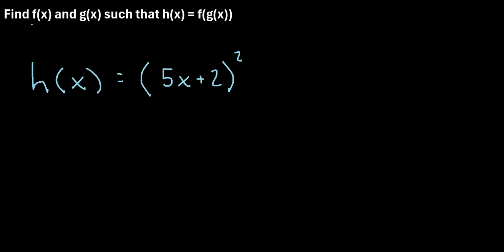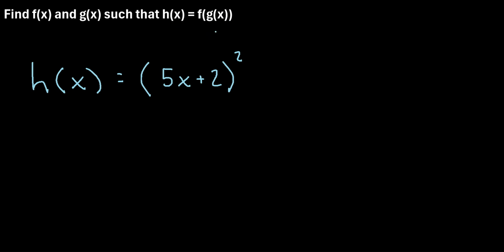We're asked to find f of x and g of x such that h of x is equal to f of g of x. So these types of problems look a little bit intimidating, but I'm going to break down exactly how you can do them in a really straightforward manner. So notice we're trying to find an f of x and a g of x such that when we place g of x inside of f of x, we're left with this h of x.